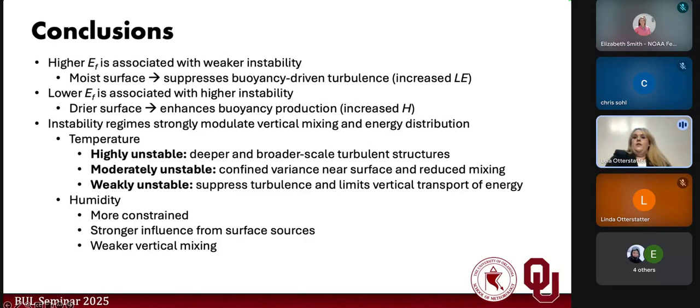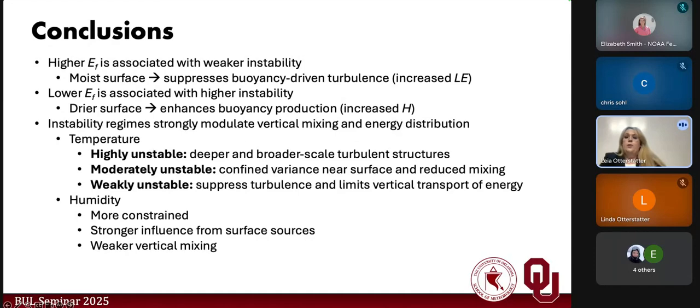So the instability strongly modulates vertical mixing and spectral energy distributions within the convective boundary layer. Looking at temperature for the highly unstable regimes, they support deeper and broader scale turbulent structures, which enhance vertical transport of that heat and moisture.